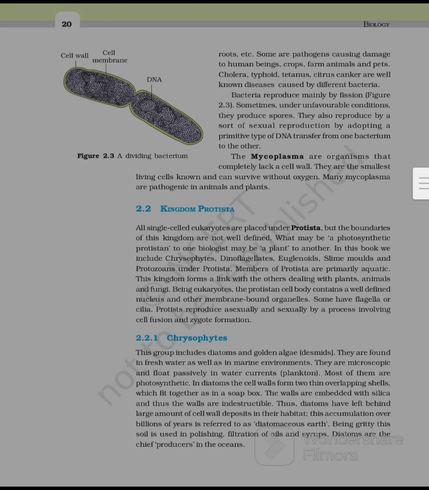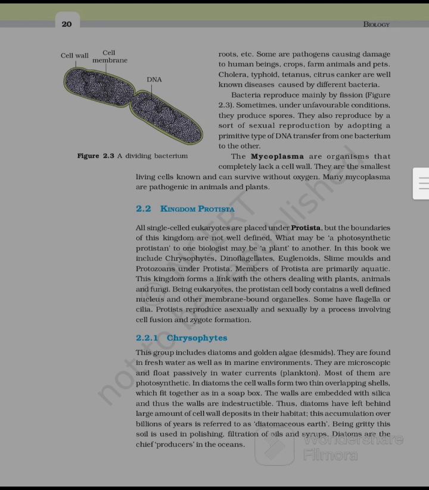Topic 2.2 Kingdom Protista. All single-celled eukaryotes are placed under Protista. But the boundaries of this kingdom are not well defined. What may be a photosynthetic protist to one biologist may be a plant to another. In this book, we include chrysophytes, dinoflagellates, euglenoids, slime molds, and protozoans under Protista. Members of Protista are primarily aquatic. This kingdom forms a link with the others dealing with plants, animals, and fungi.